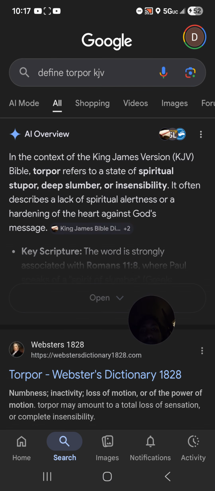In the context of the King James Version Bible, torpor refers to a state of spiritual stupor, deep slumber, and insensitivity, or insensibility, right? A lack of interest, you nonchalant. It often describes a lack of spiritual alertness or hardening of the heart against Yahweh's message. Okay? And the scriptures warn you not to harden your heart, lest you repeat the same mistakes our forefathers did in the wilderness. That's why they didn't enter the promised land, because they hardened their hearts against the Lord. You don't want to harden your heart, right?